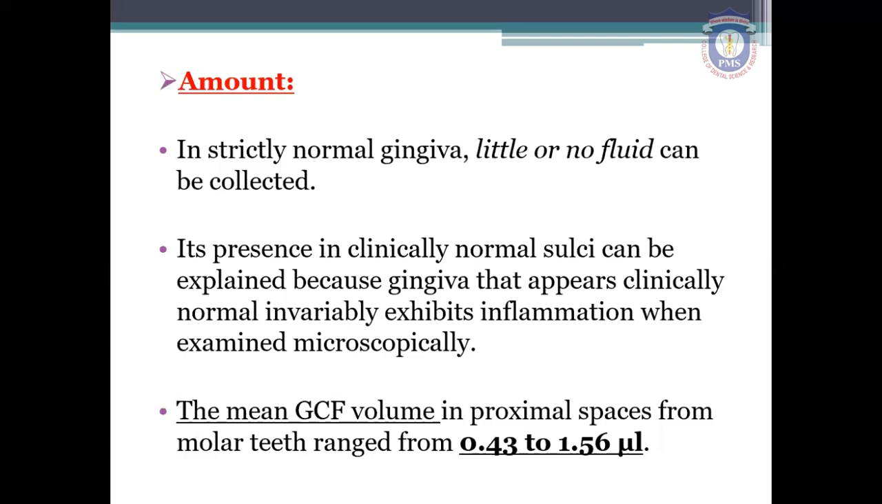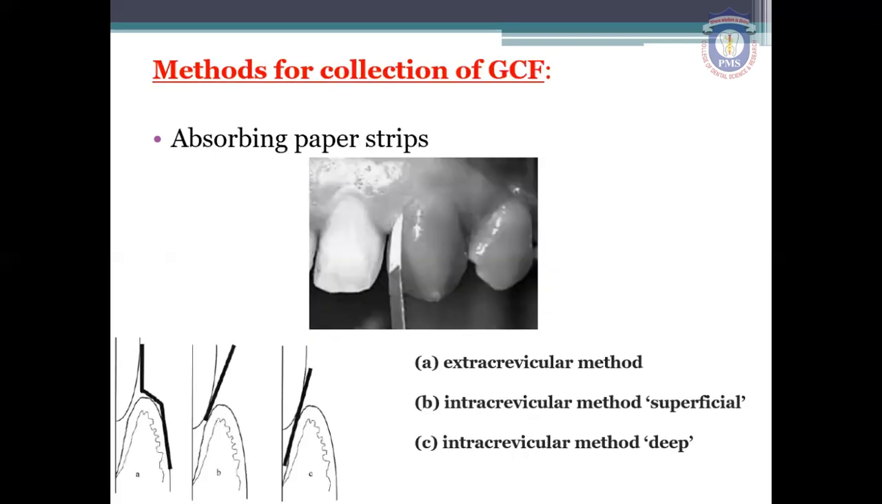Now, coming to the amount of this GCF. In strictly normal gingiva, there is little or no fluid to be collected. So even if the tissue appears normal, we can collect some GCF from the gingival sulcus. Why? Because microscopically, when we examine this gingiva, we can see that inflammation is present in that tissue. So the mean GCF volume in the proximal spaces from molar teeth is found to be in the range of 0.43 to 1.56 microliter.